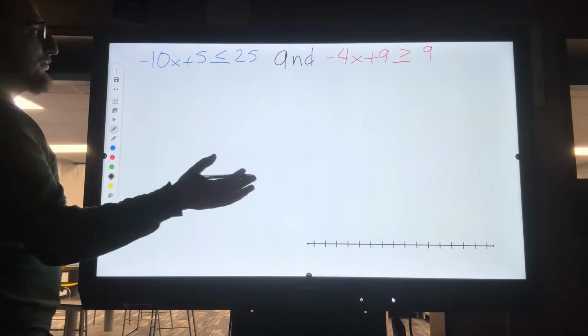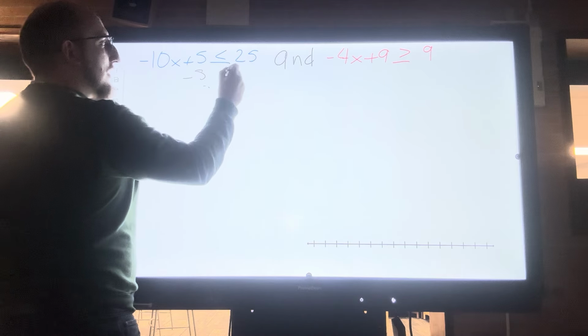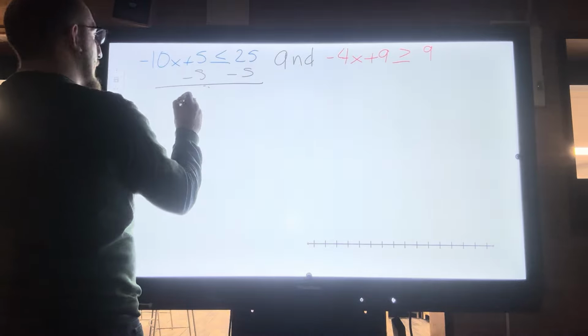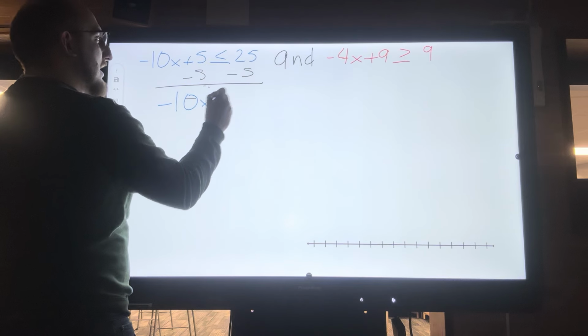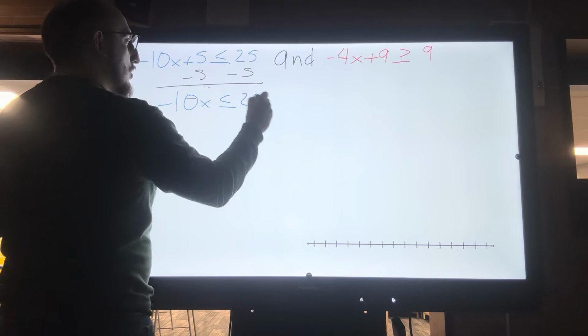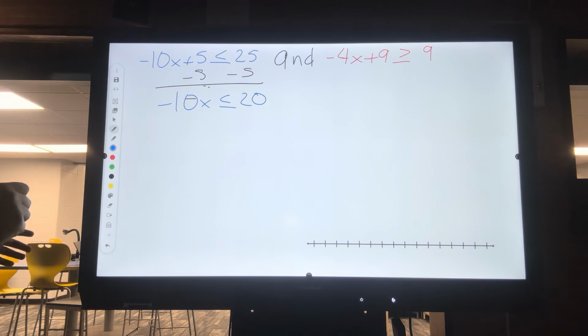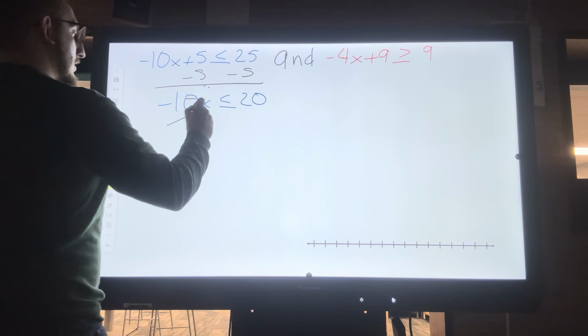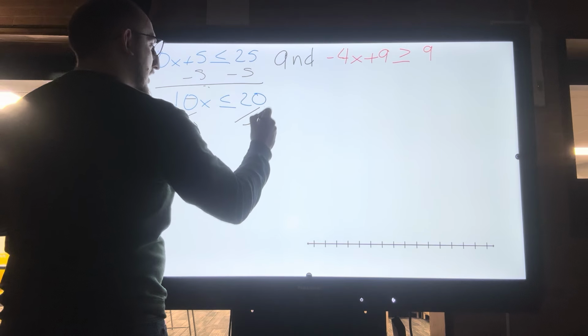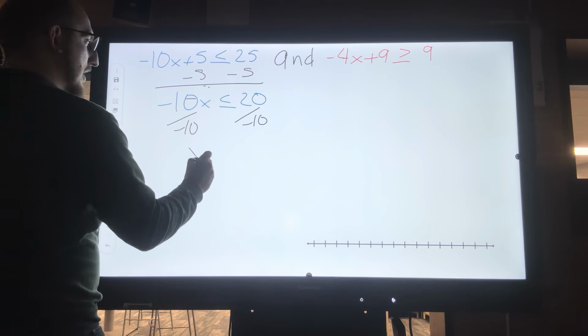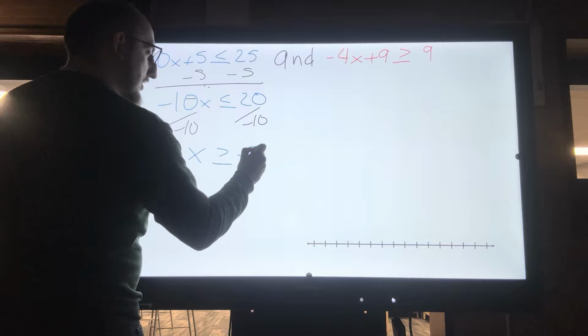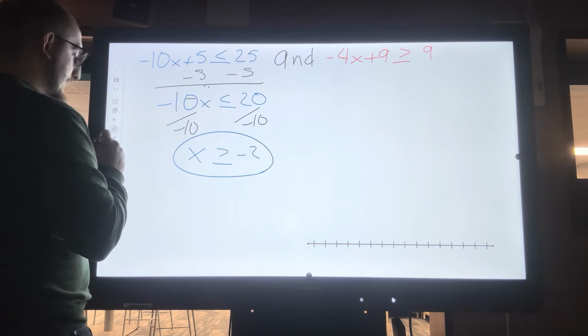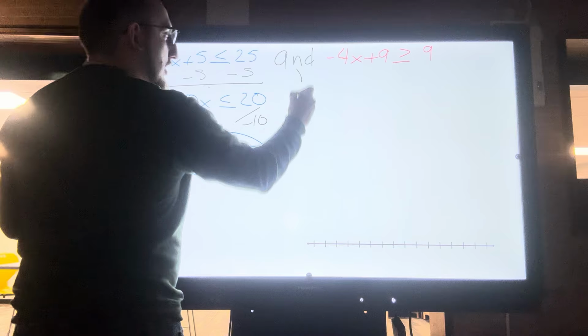Cool. If you did the blue equation, you'd subtract 5, subtract 5. So you get negative 10x is less than or equal to 20. And then divide by negative 10, divide by negative 10. We get x, flip the sign, greater than or equal to negative 2. Right? And then we do the same thing for our red equation.